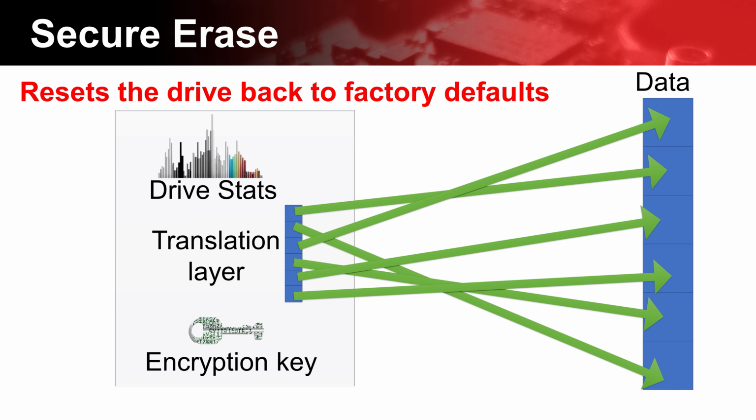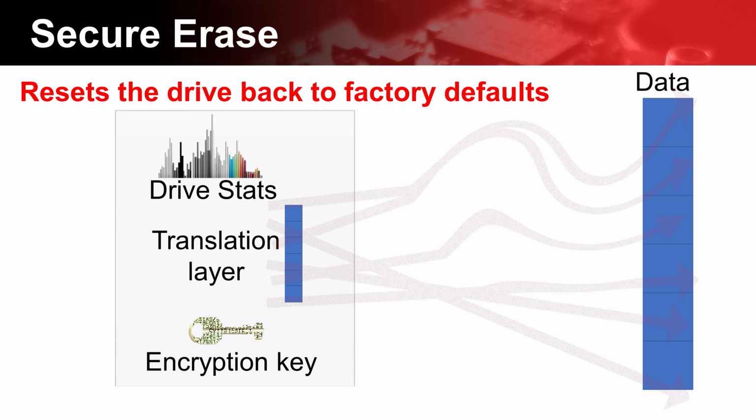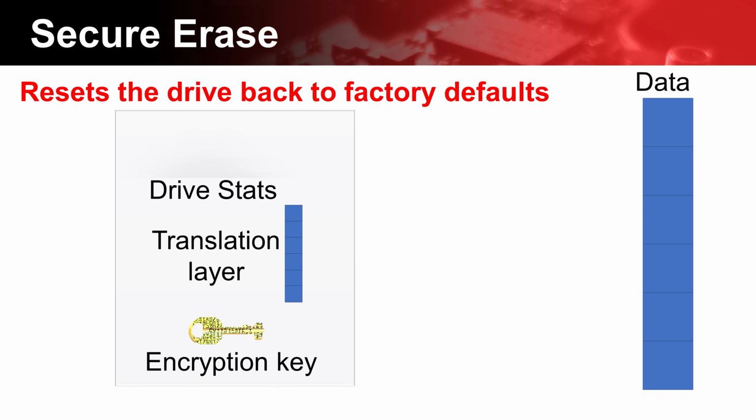Also, if your solid-state drive supports it, the data itself is encrypted. Secure Erase removes the translation layer, changes the encryption key, and resets the drive stats. The data on the drive itself remains untouched. This is why it took so little time.